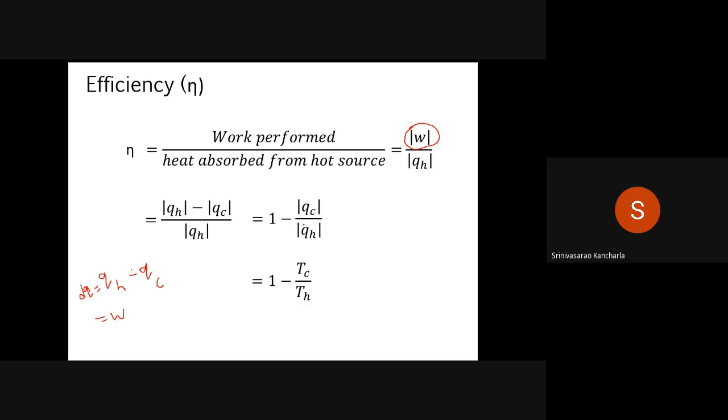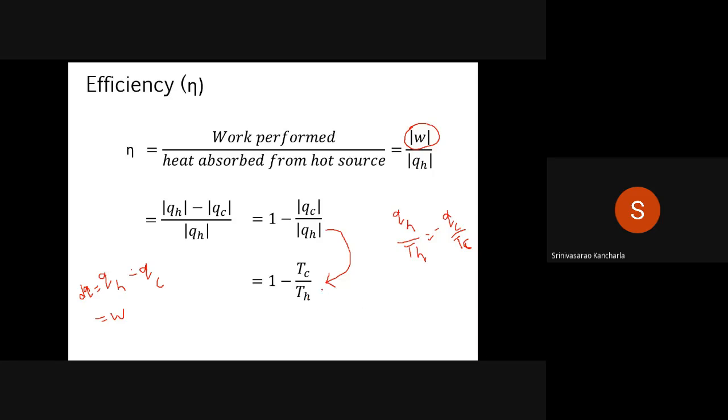Here, I am writing this in this form. Is there any doubt here? In the previous slide, we have shown that QH by TH is equal to minus QC by TC. So now, the same thing I am writing here as this one. Any doubt?